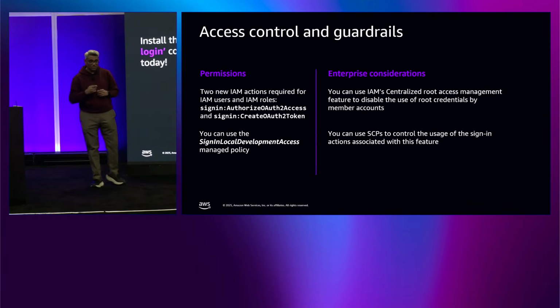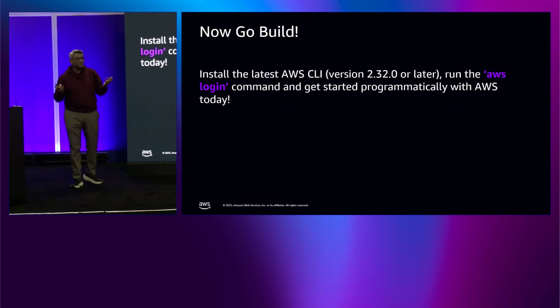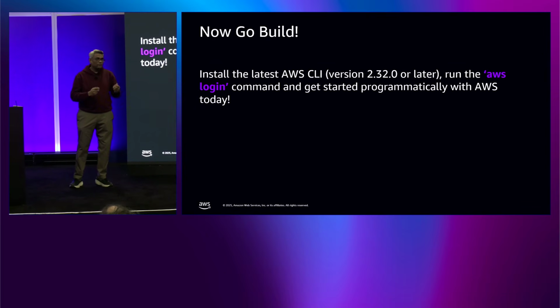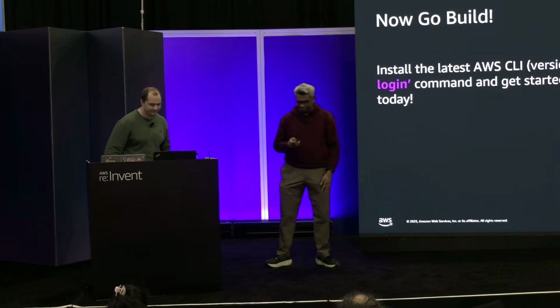All right. So that's pretty much it. As you've seen, we have tried to give you a secure and easy way to log into AWS using your console credentials and use them for programmatic access from your local development. All you have to do is install the latest version of the AWS CLI, run AWS login, and then go build. Thank you all.